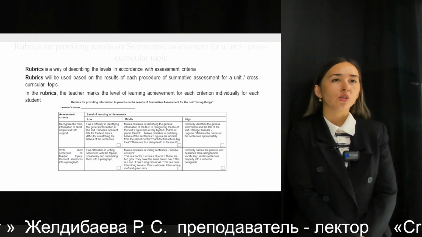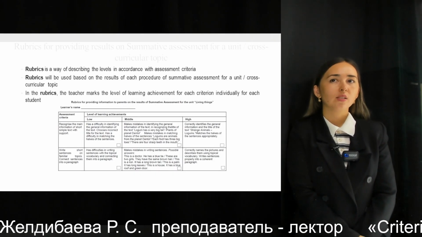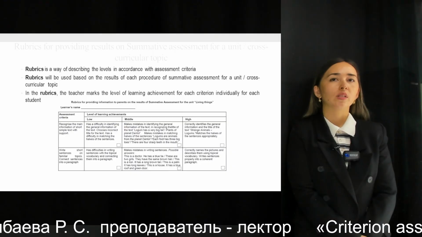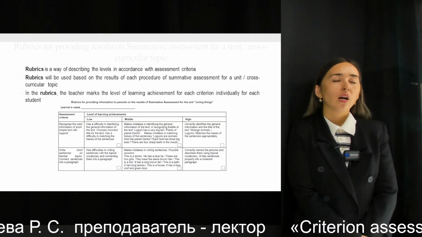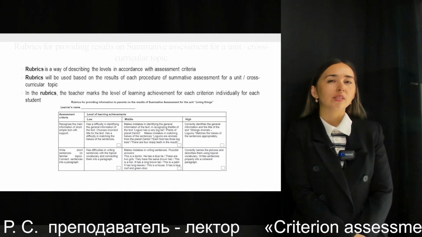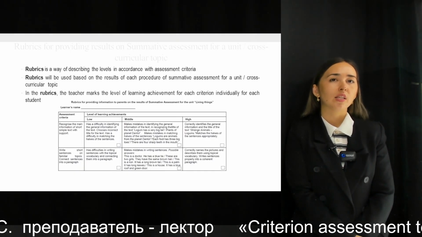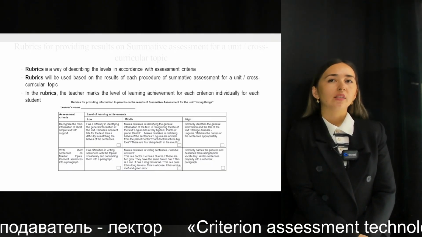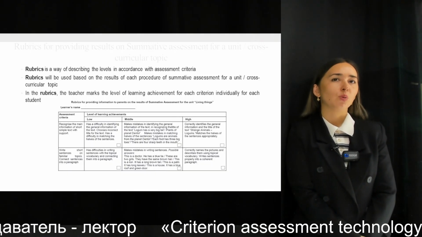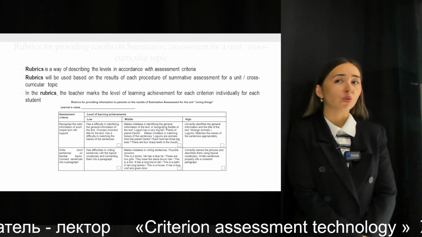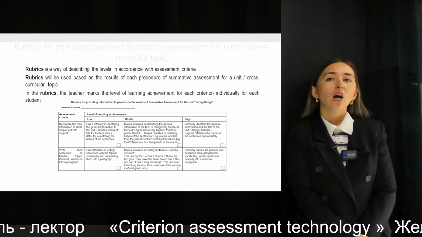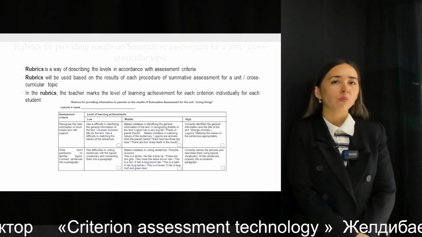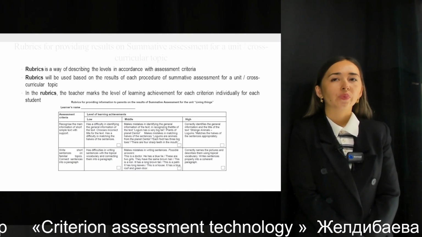And today we're going to consider in practice rubrics. A rubric is a way of describing the levels in accordance with the assessment criteria. They will be used based on the results of the procedure of summative assessment for a unit or cross-curricular topic. In the rubrics, the teacher marks the level of learning achievements for each criterion individually for each student. The level of learning achievements could be low, middle, and high.